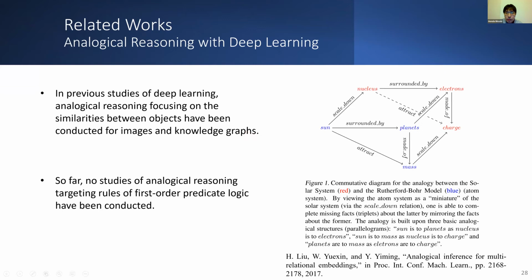Next, I will introduce analogical reasoning with deep learning as related works. In previous studies of deep learning, analogical reasoning focusing on the similarities between objects has been conducted for images and knowledge graphs. This is an example of analogical reasoning for knowledge graphs. The atomic model is reasoned from the solar system. So far, no studies of analogical reasoning targeting rules of first-order predicate logic have been conducted.